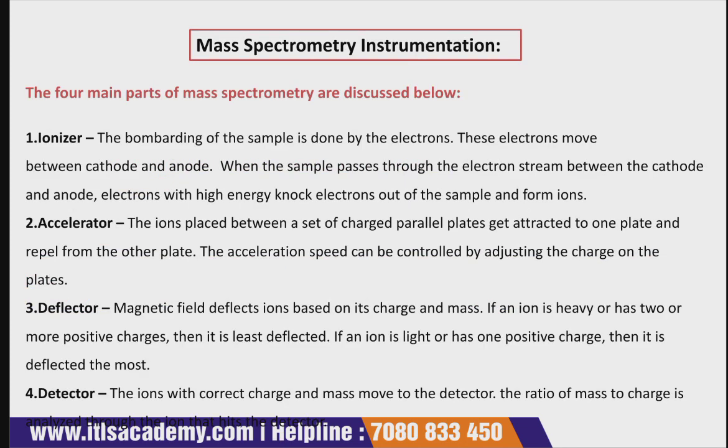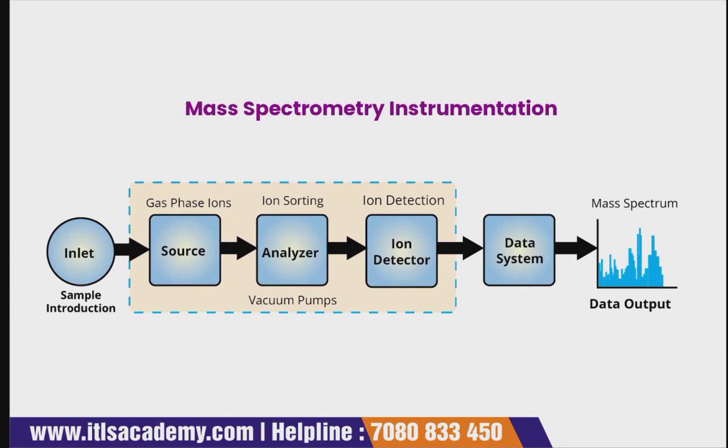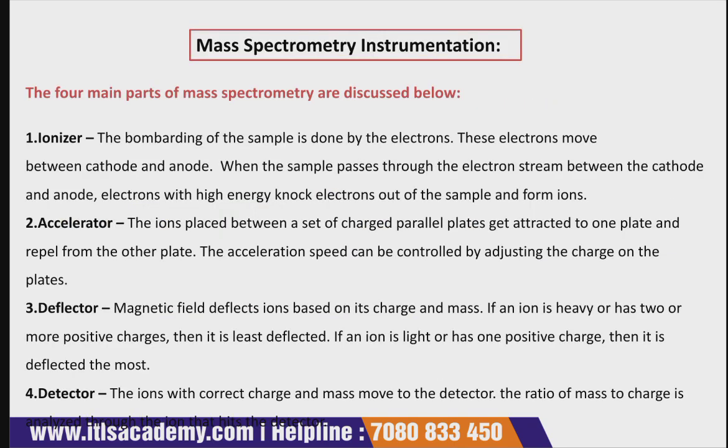Now comes the instrumentation part. If you see the instrumentation part, then there are 4 main parts to discuss. First is the ionizer, second is the accelerator, third is the deflector, and the last one is the detector. So what are these 4 parts used for? If you talk about the first one, that is the ionizer, what do you understand by the ionizer, or what is the use of this ionizer?